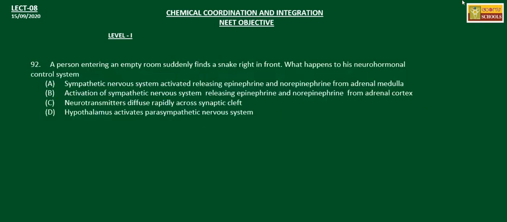The next question: a person entering an empty room suddenly finds a snake right in front. What happens to his neurohormonal control system? Here we will see the sympathetic nervous system. This one comes into action during emergency situations.